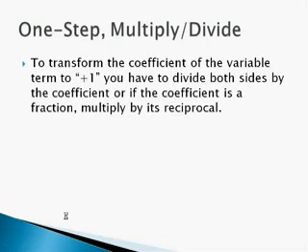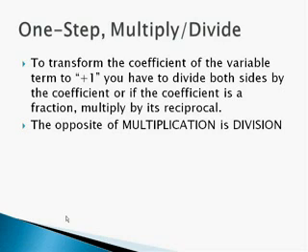Now, when the variable is being multiplied by a number, that number is called a coefficient. We need to transform that number into a 1. To do that, we have to divide both sides by the coefficient, or if the coefficient is a fraction, multiply by its reciprocal. The opposite of multiplication is division, and the opposite of division is multiplication.